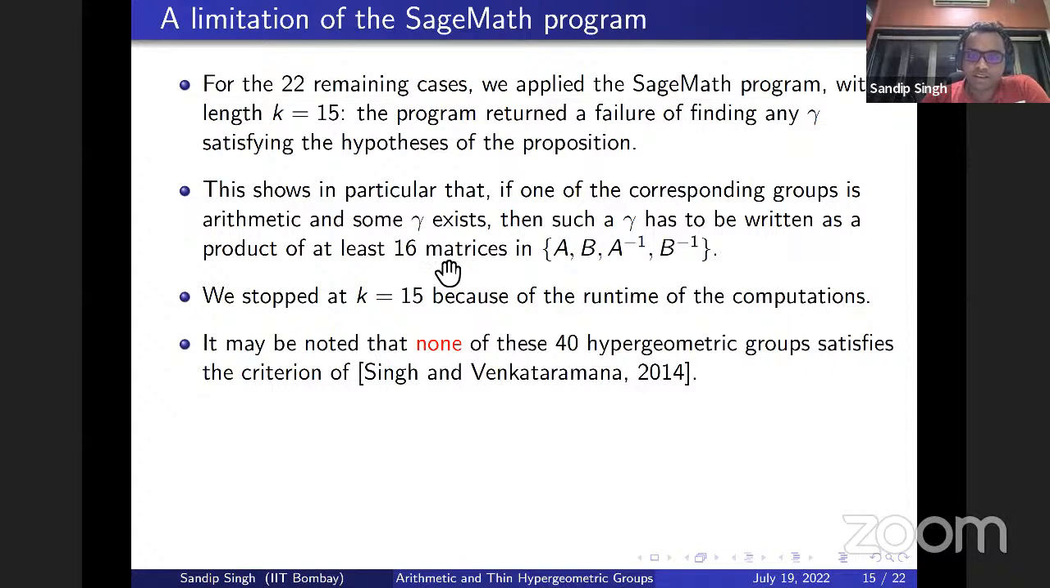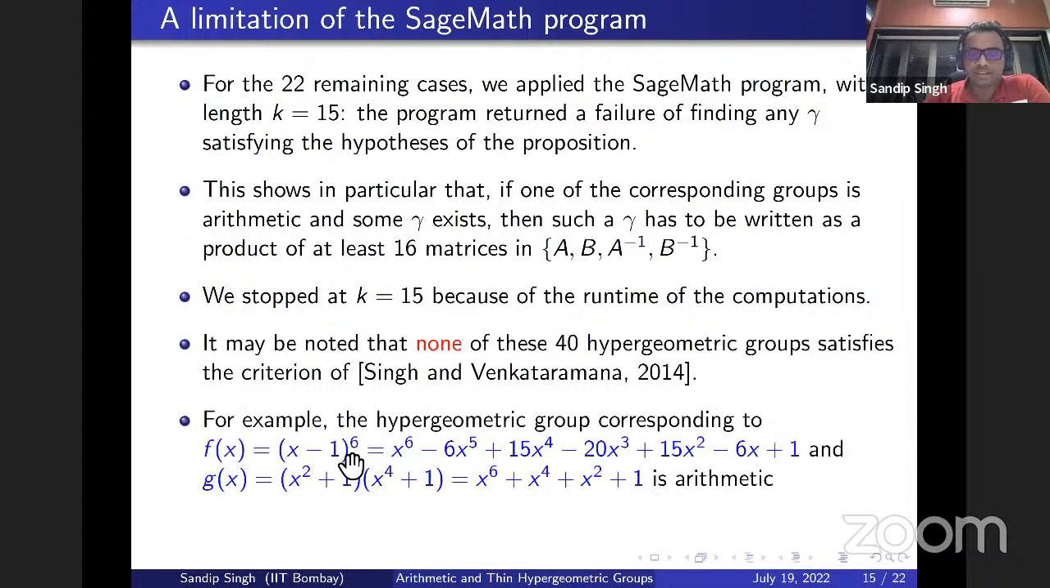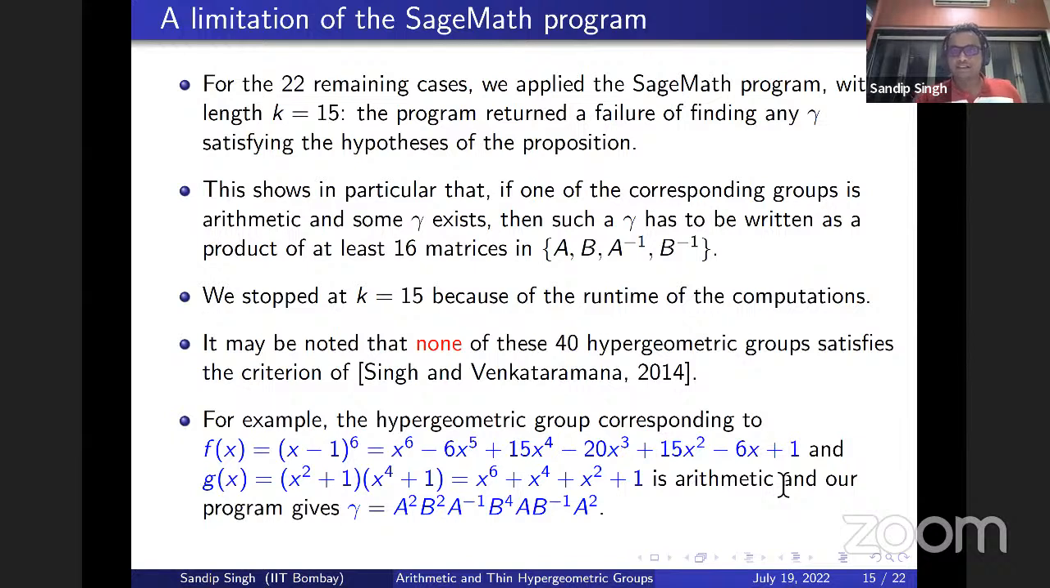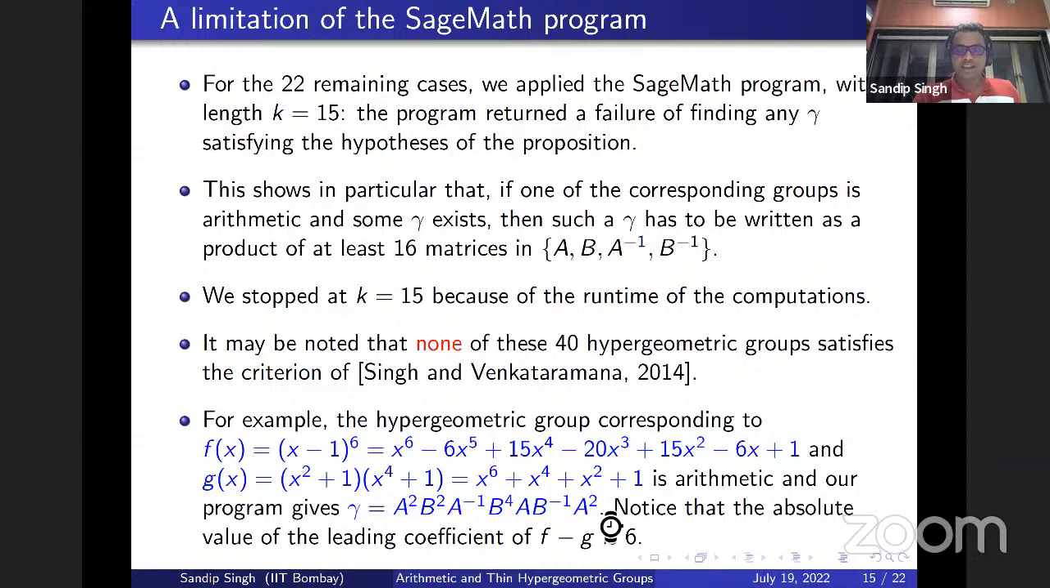It may be noted that none of these 40 hypergeometric groups satisfy the criterion of Singh and Venkataramana. For example, if you consider f(x) = (x minus 1) to the power 6 and g, then the corresponding hypergeometric group is arithmetic in SP6, and our program gives that gamma is this word: A square B square times A inverse B power 4 A B inverse A square. One can note that the leading coefficient of F minus G is 6. But the SageMath program gives this gamma, and using that proposition, the arithmeticity of the corresponding group follows.